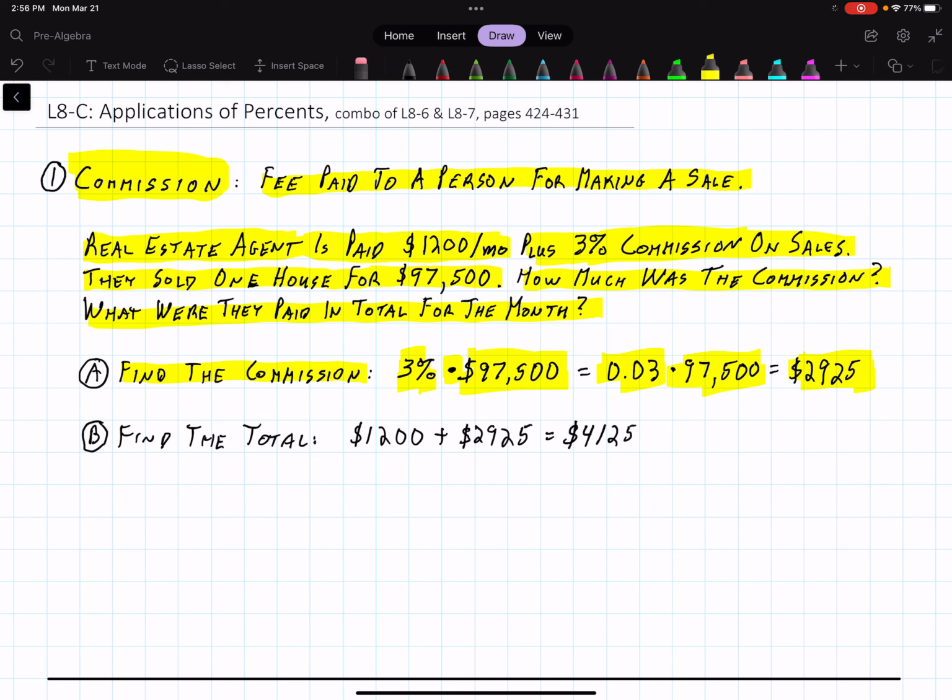$2,925. So their total for the month, if that was the only house they sold, would be their base salary of $1,200 plus the $2,925 that they got for selling that one house. And so there is a total of $4,125.